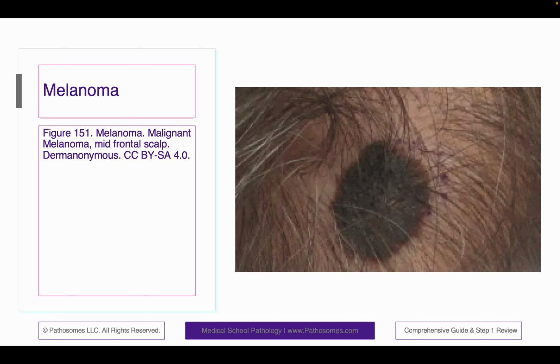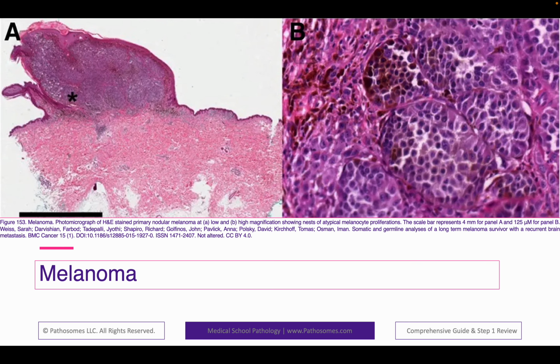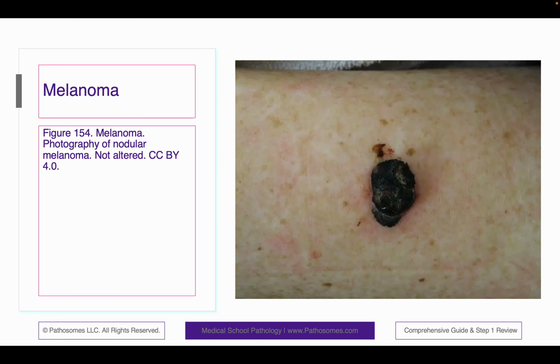Now this, even though the border isn't that concerning, it's somewhat of a well circumscribed oval, circle-ish. That very, very dark color on a Caucasian person, questionable. Definitely get a biopsy. Here we have malignant melanoma at the left mid-back marked for biopsy. And here we have various pictures of H&E from a melanoma, obvious melanoma, nodular melanoma type.